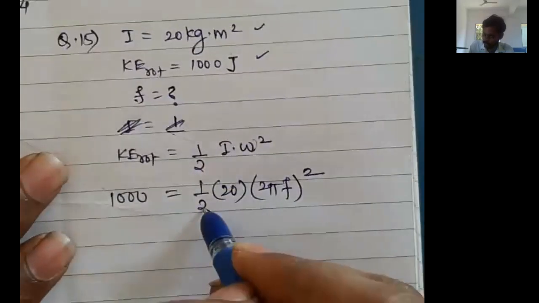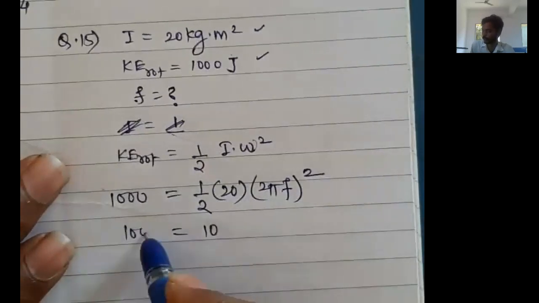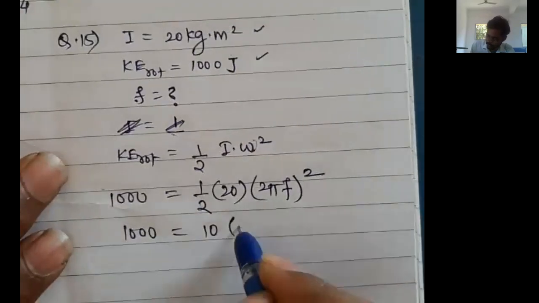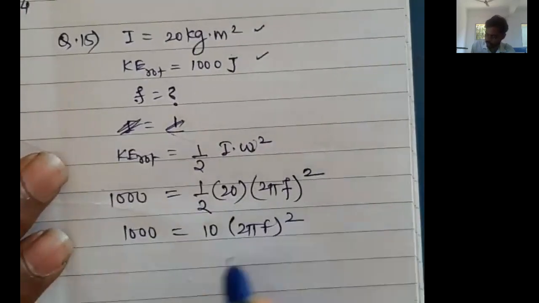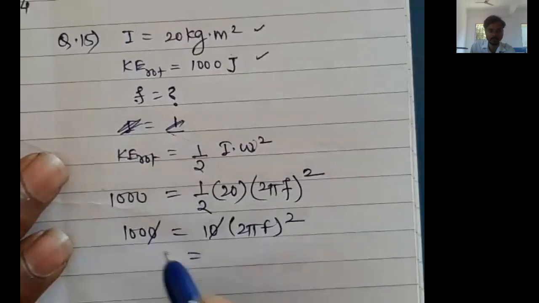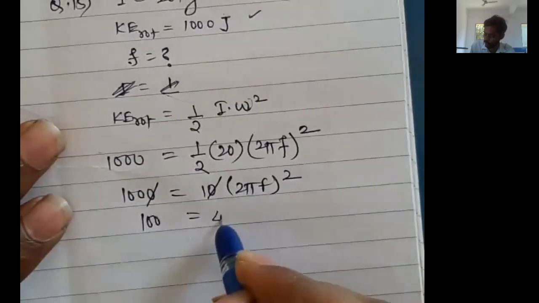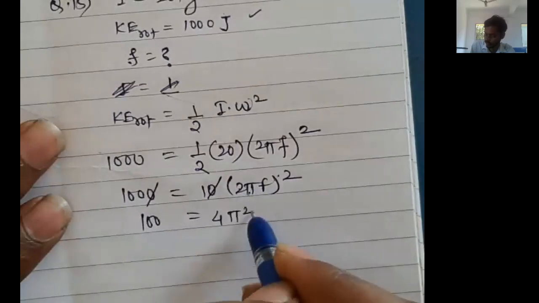Sir, 20 upon 2 is 10. Here we have 1000 into (2 pi F) square. So that becomes a 10, and 1000 cancels. So 100 equals, here we have, sir, 2 square 4, pi square, F square.